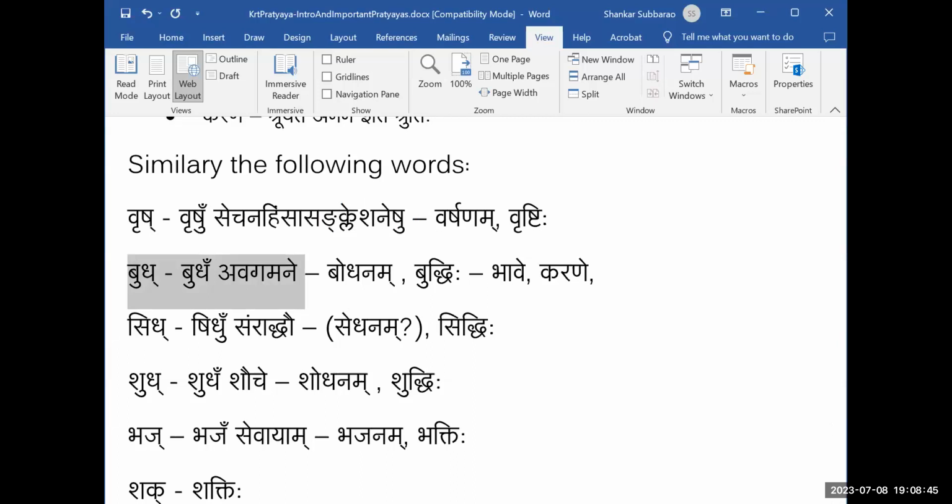Okay. Budh avagamane, to know. That's the meaning. Budh avagamane. What are the meanings in bhave? Bodhanam means what? Knowing. Buddhi means what? Bhave. Knowing. No change. Bodhanam or buddhi. Now, karane also buddhi is possible. What will be the sentence? How will you describe it?